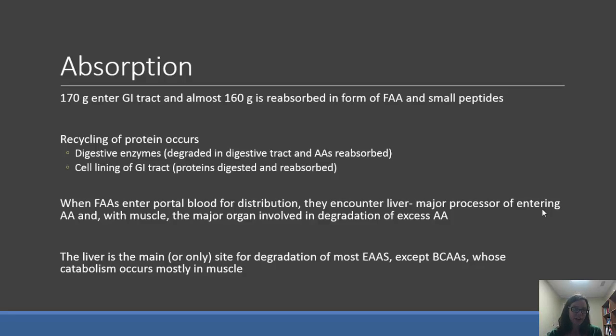So as we said, when free amino acids enter the portal blood for distribution, they go to the liver, and this is the major processing site for any amino acids. And the liver and the muscle are the major organs that are involved in the degradation of excess amino acids. However, the liver is the main and only site for degradation of most essential amino acids, with the exception of the branched chain amino acids, where catabolism occurs mostly in the muscle.